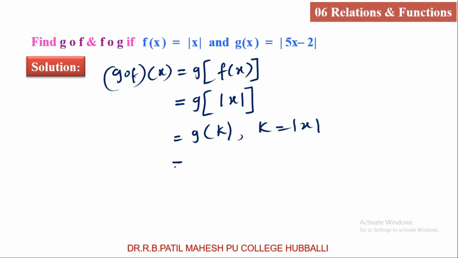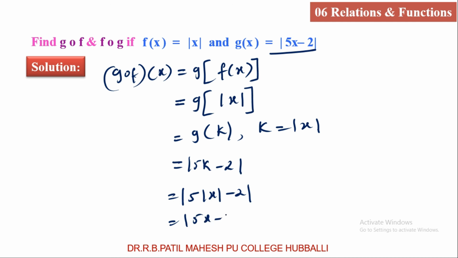What will be g of k? Is it modulus of 5k minus 2? Definitely. Replace k here. 5 into k is mod of x, minus 2. So I just write 5x minus 2. Mod of x is x. So modulus of 5x minus 2. This is my g composition f of x. Hope you followed. g composition f of x is equal to modulus of 5x minus 2.